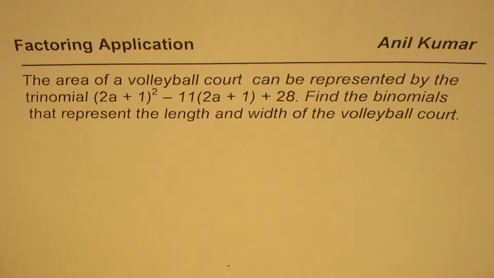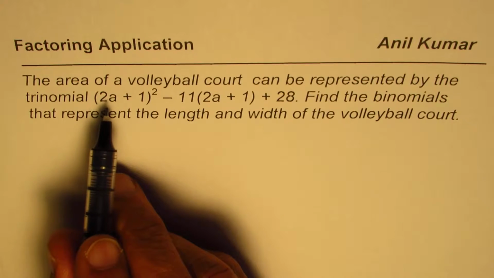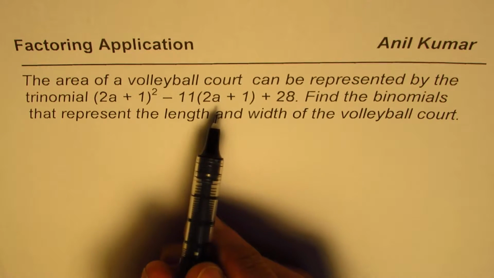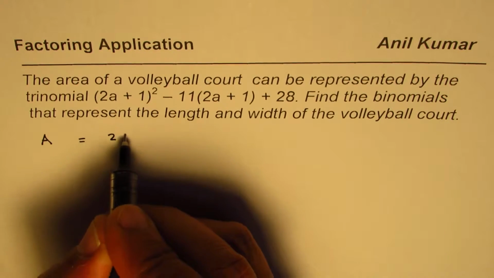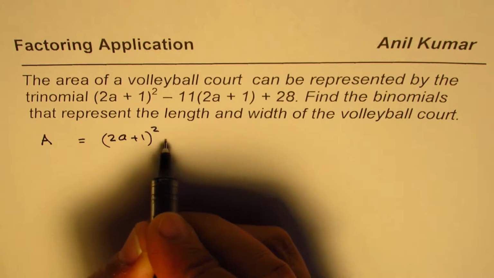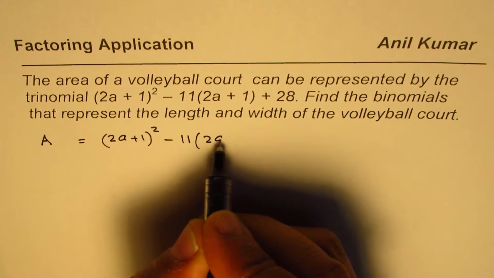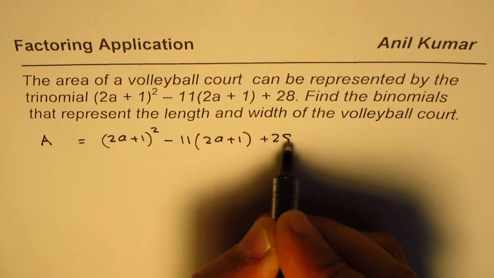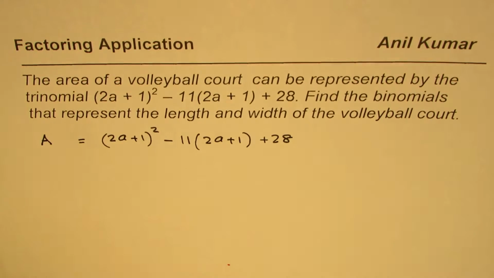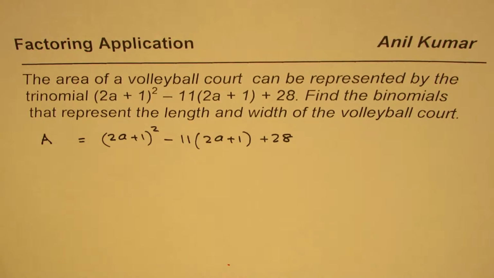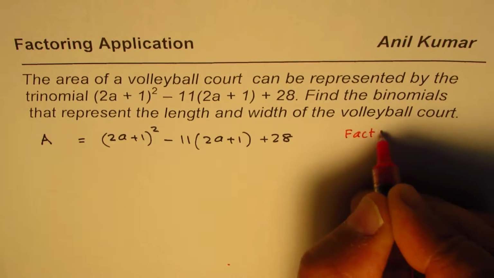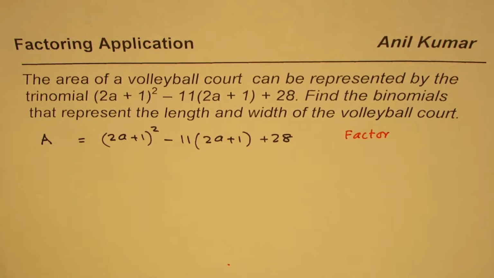So what we're given here is a quadratic equation, right? This represents the area. We are given the area of the court as equal to (2a + 1)² − 11(2a + 1) + 28, and we need to find the length and width of the court. That basically means that we need to factor this equation. Once you have two factors, one factor can represent the length, and the other factor will represent the width. That is how we are going to solve it, okay?